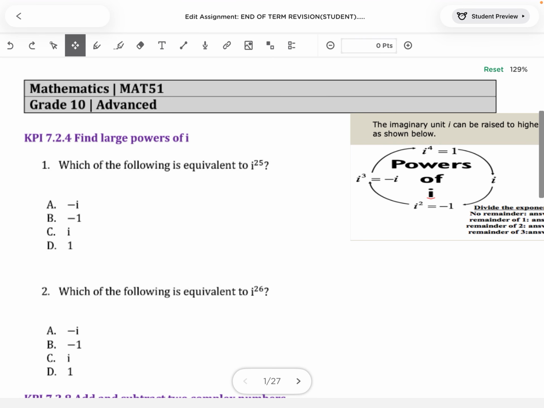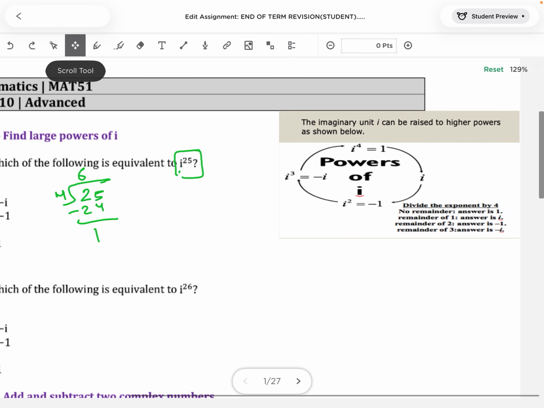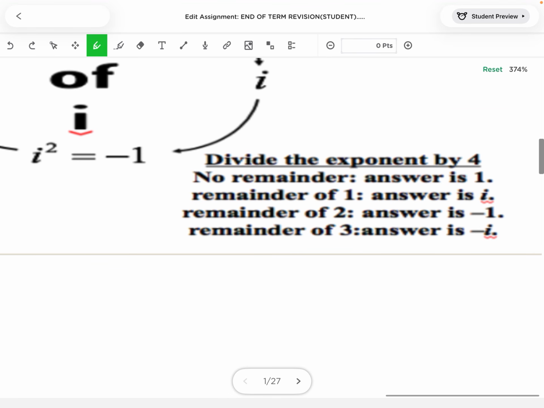Which of the following is equivalent to i to the power 25? Some calculators you can put in complex mode and write it as it is, and you can get the answer. If you don't have that option in your calculator, you have to divide 25 by 4. Always you have to divide by 4. 6 times 4 is 24, when I subtract the remainder is 1. So when the remainder is 1, that means the answer will be i.